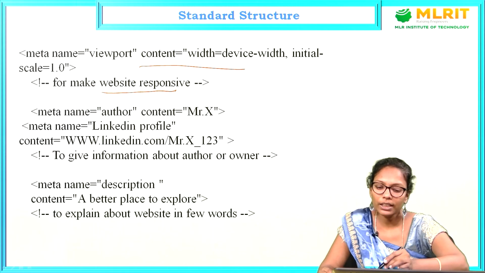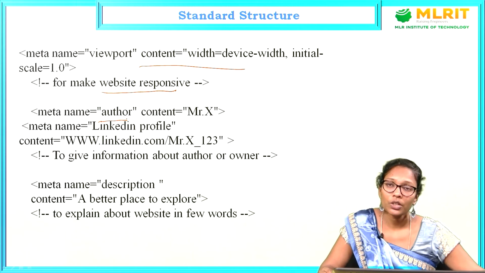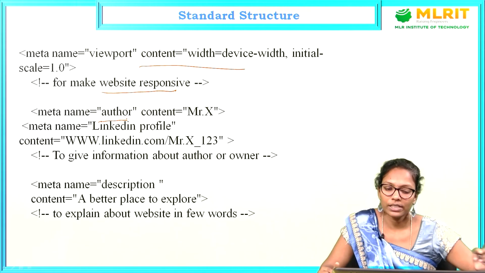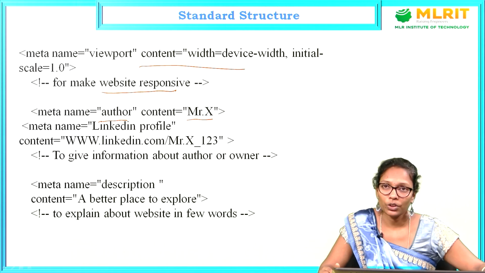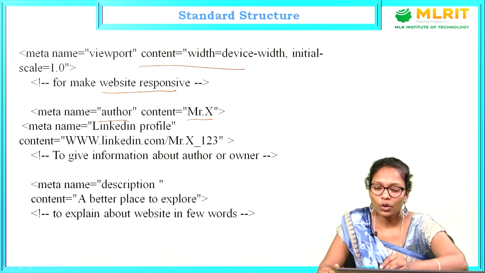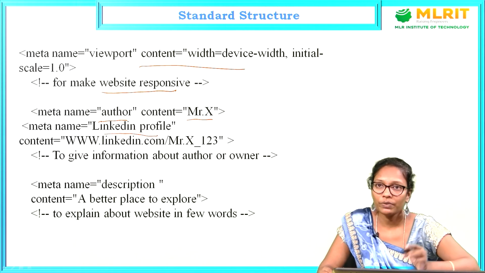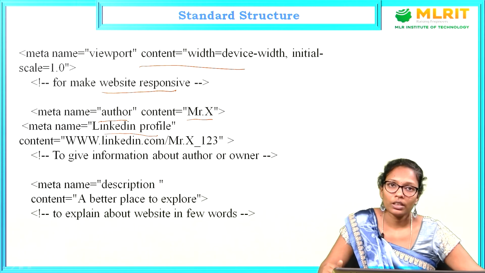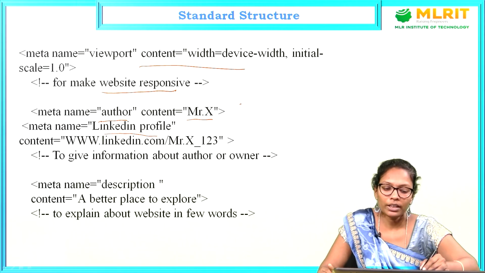The next meta tag is for author information. Who is the author of the web page? For example, if you are developing your own web page, you need to give your own details. What is your name? And if you want to give a LinkedIn profile, you can give the LinkedIn profile. Anything related to the author, you can provide here.